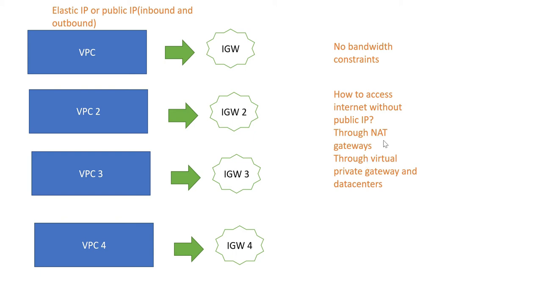There are no bandwidth constraints, so from a bandwidth perspective, it can talk to the internet. There are no constraints on that. Each instance can be assigned an elastic IP or a public IP for inbound and outbound communications.